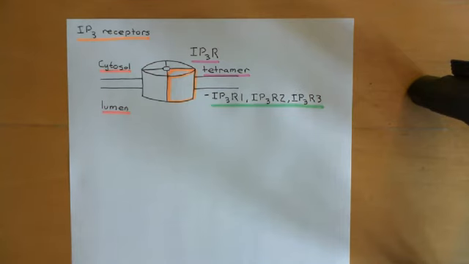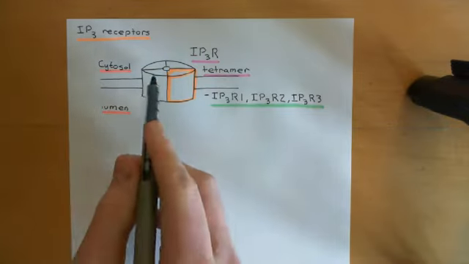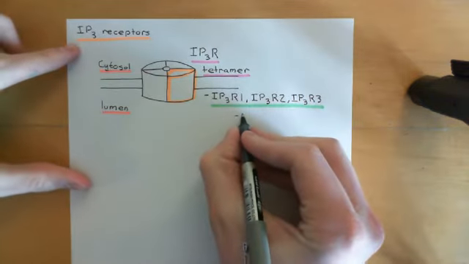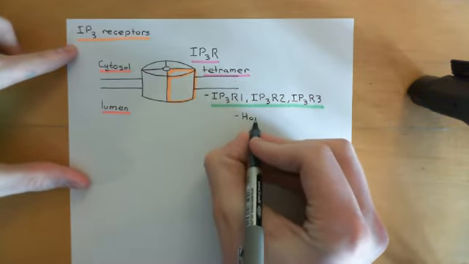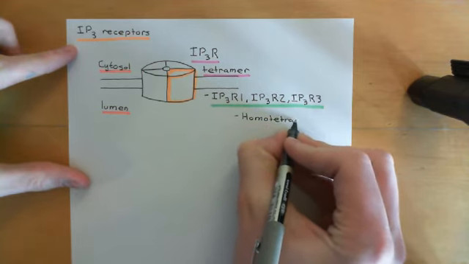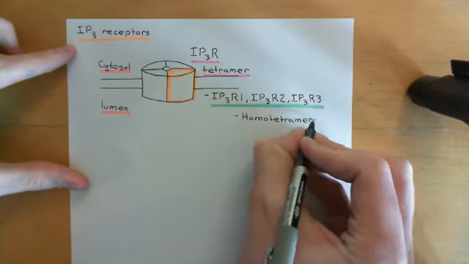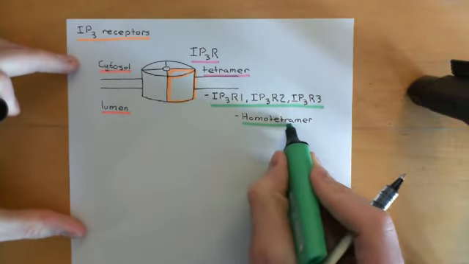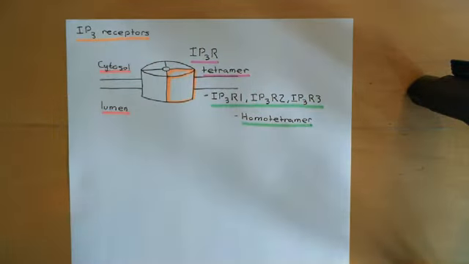Is it the case that you can only build IP3 receptor tetramers where the 4 subunits are identical? Okay, well those sort of tetramers are called homotetramers. Okay, homo means the same. So a homotetramer is where all 4 subunits are identical. And indeed, each one of these types of IP3 receptor subunit can form homotetramers.